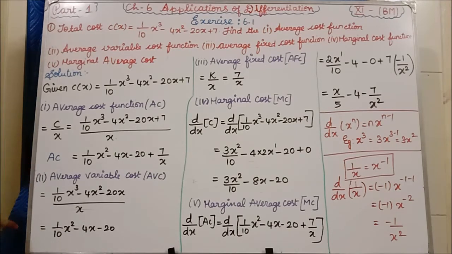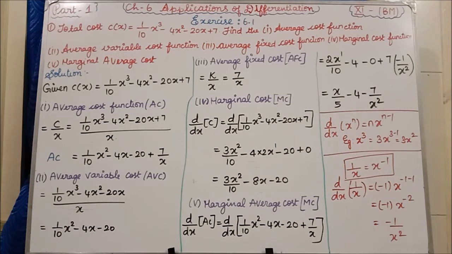Again the same. You are going to divide by x, which means 1/10, here x square will come. Here 1x cancels, so 4x. Here 1x cancels, so minus 20. So 1/10 x square minus 4x minus 20 is the average variable cost.